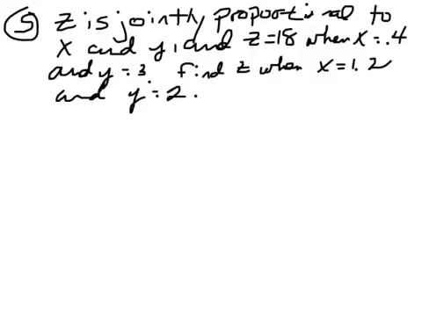Okay, number 5, we need to figure out what kind of equation we're dealing with. We see that z is jointly proportional. That means that z equals. Jointly proportional means we're going to have a constant of variation, and instead of just having one variable over here, we're going to have 2. We're going to put k times x times y. There was no mention of inverse here, so I don't need to worry about a denominator.